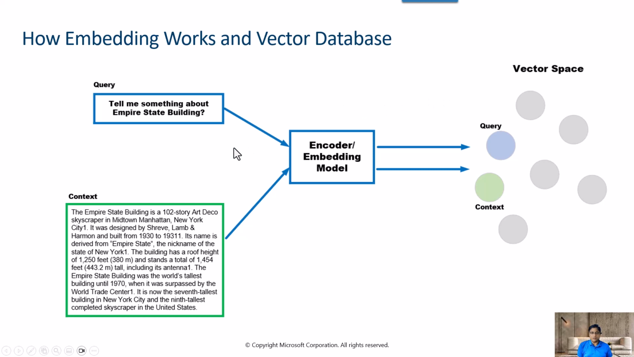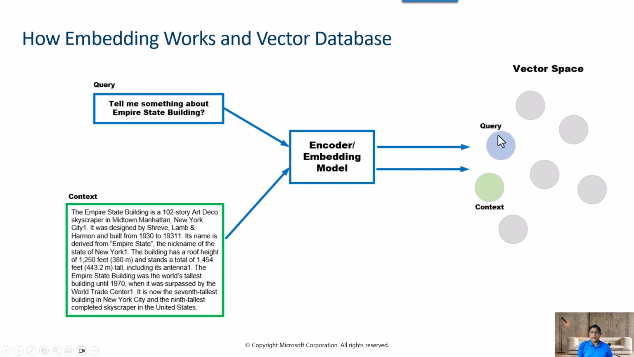So let's take an example. Suppose this is your context, and in this context there is a query: tell me something about the Empire State Building. The context is that I am providing the whole story about the Empire State Building, how many stories the building has, when it was built, what its height is, and all those details. And then you send it to the encoder in an embedding model.